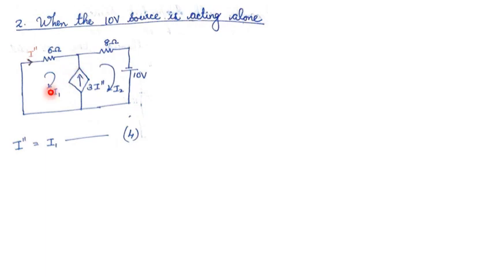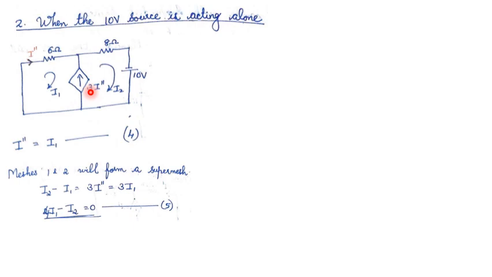Now, looking at the diagram itself, we can write the second equation. The second equation will be I2 minus I1 is equal to 3 into I double dash, which is equal to 3 into I1, because I double dash is equal to I1. Now, rearranging the terms of I1 and I2, we get the equation I1 minus I2 is equal to 0.